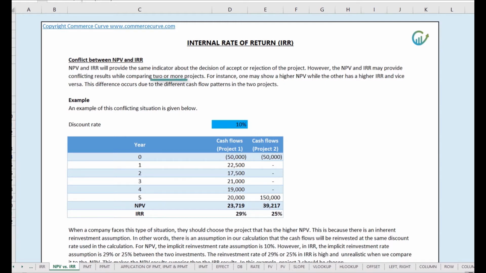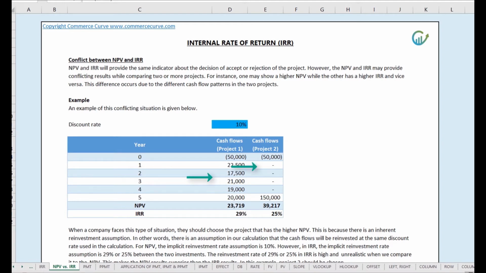For instance, one may show a higher NPV while the other has a higher IRR, or vice versa. This difference occurs due to a different cash flow pattern in the two projects. Let's take a look at an example. In this example that we have on screen in the table here, you can see the difference in the cash flow patterns between Project 1 and Project 2.